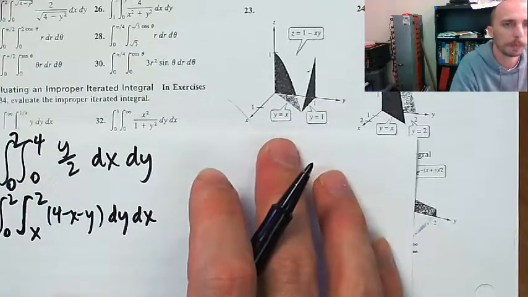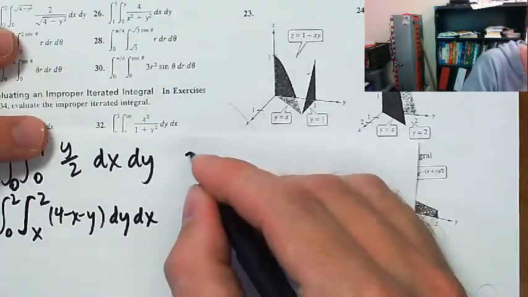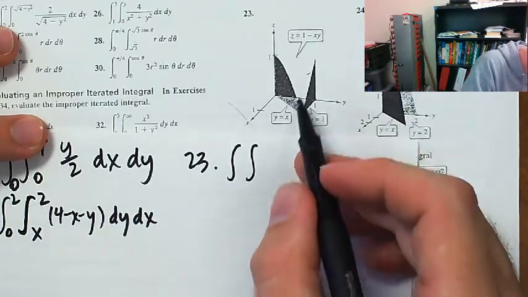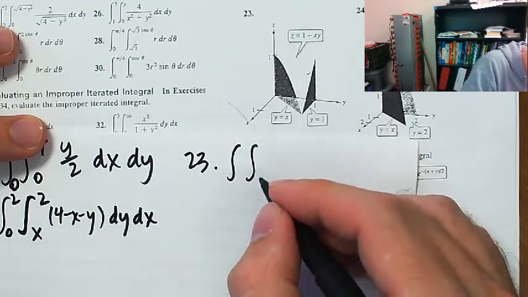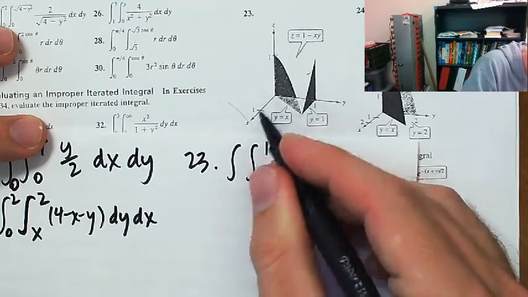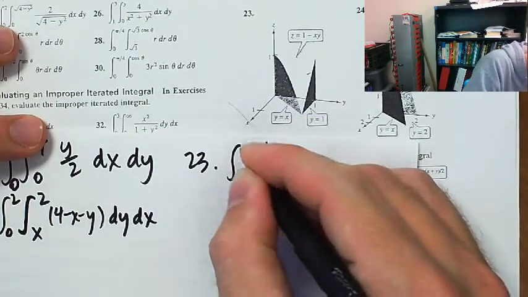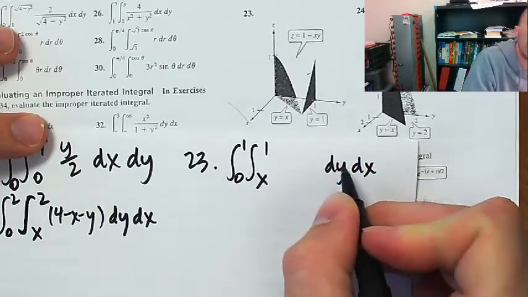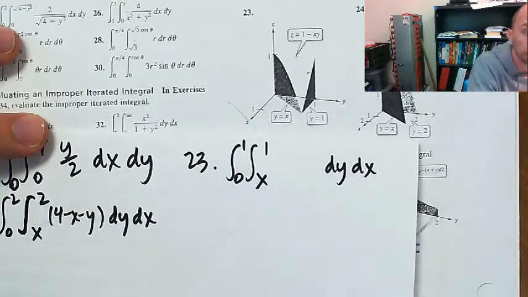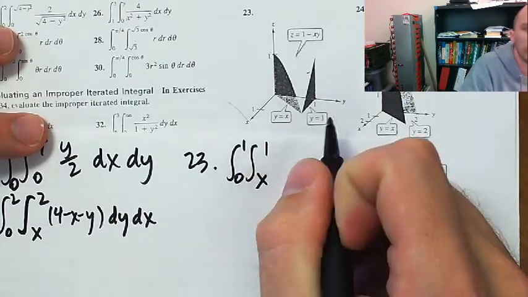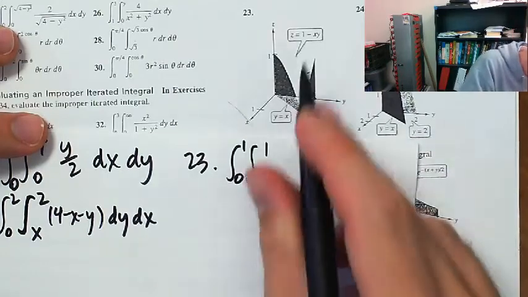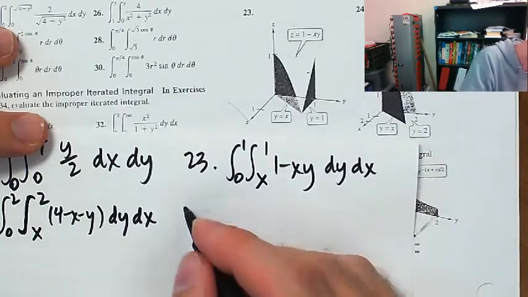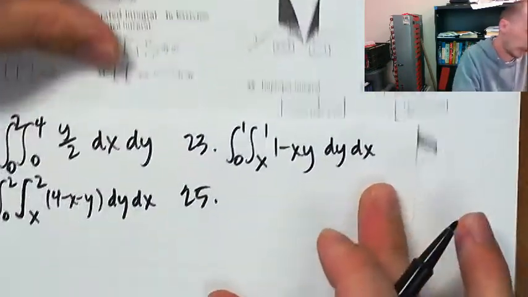Okay, number 23, 1 minus xy. Well, y is running from x up to 1, and it looks like x is also going from 0 to 1. So this would be dy and then dx, because y is what's going from x to 1. You can see it right there, y equals x up to y equals 1. And then the integrand is 1 minus xy. Okay. The last one, 25.